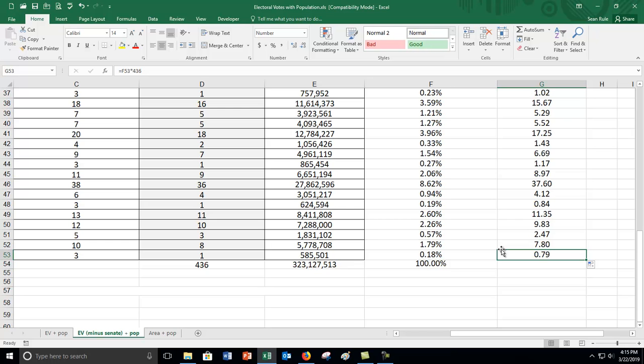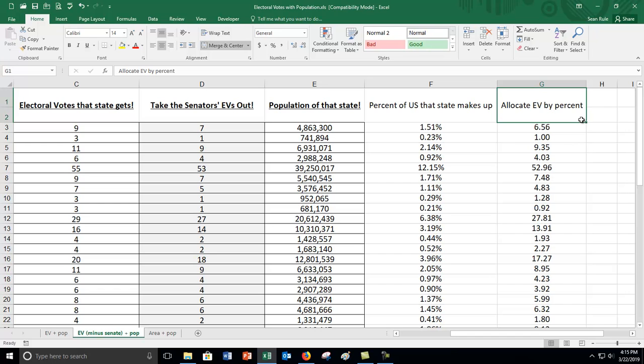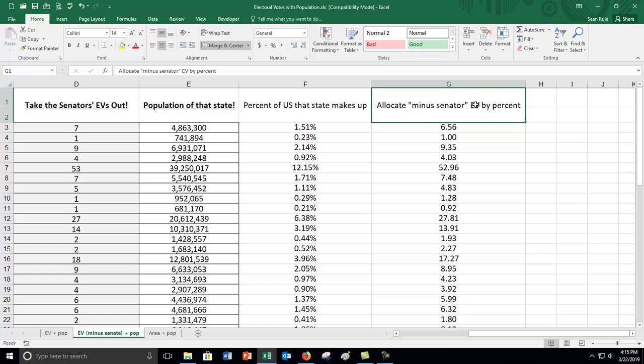The problem is, if you do the same thing, okay, I'm going to call this the minus senator EV by percent, okay? If you do the same thing, I'm going to copy this over here.